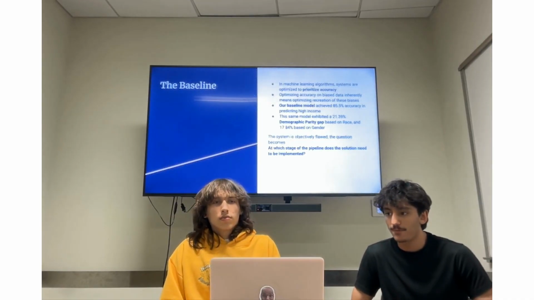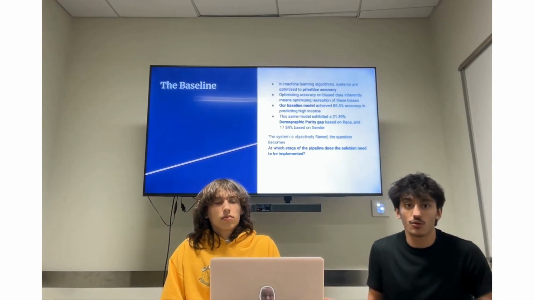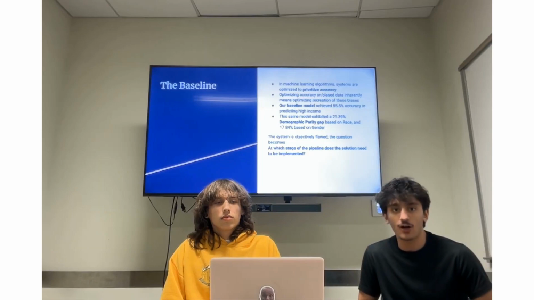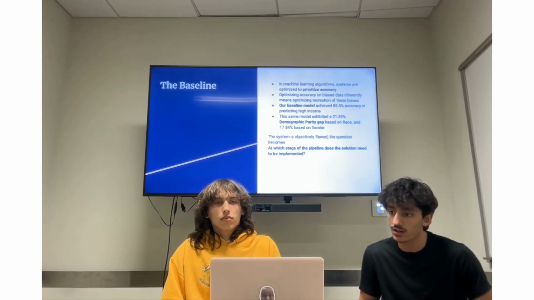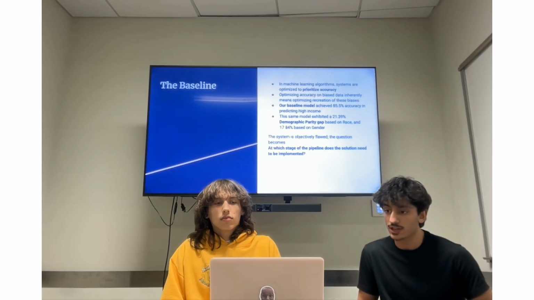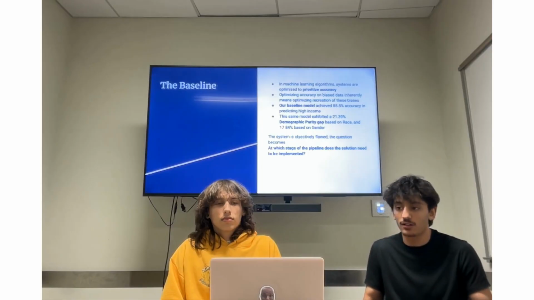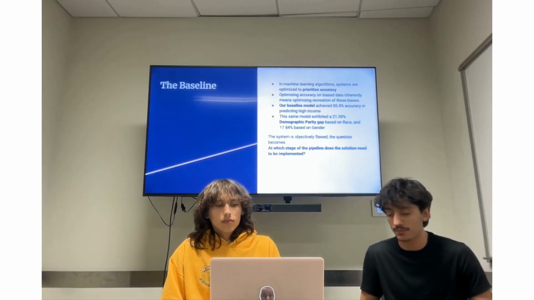Okay, so to understand how to fix this, we created our own baseline model and trained it on adult income data sets. And we found that we got a total 85.5% accuracy in predicting high income, which sounds good. It also exhibited a 21.39% demographic parity gap based on race and 17.84% based on gender. But it's objectively flawed. So where in the pipeline do we need to implement our mitigation solution?